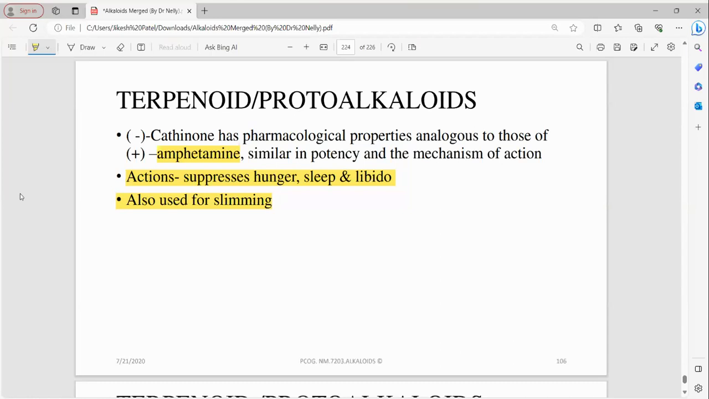It suppresses hunger, so it can be used for weight loss. So if a patient comes to you trying to lose weight, don't be afraid to recommend Miraa. So Miraa, the botanical name Catha edulis, is a terpenoid alkaloid. The most important active ingredient you need to remember from Miraa is cathinol. Cathinol is the good stuff.